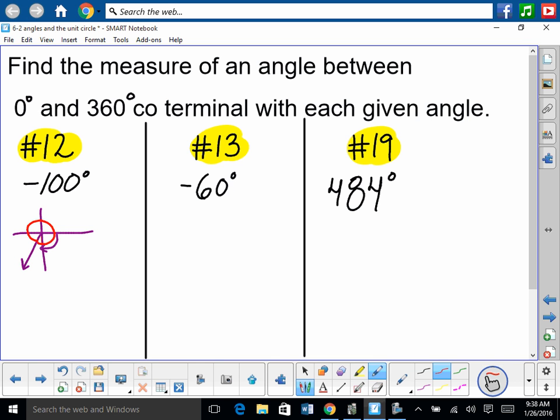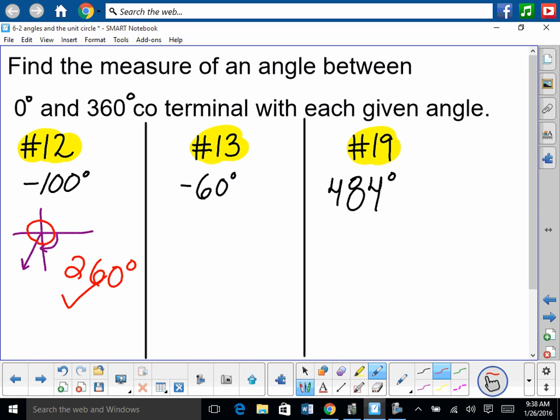Do negative 100 plus 360. What do you get? 260 degrees. Is that angle between 0 degrees and 360? Yeah, so we can keep it. If not, we would have subtracted 360 or added 360 again. Do you get what I'm saying?